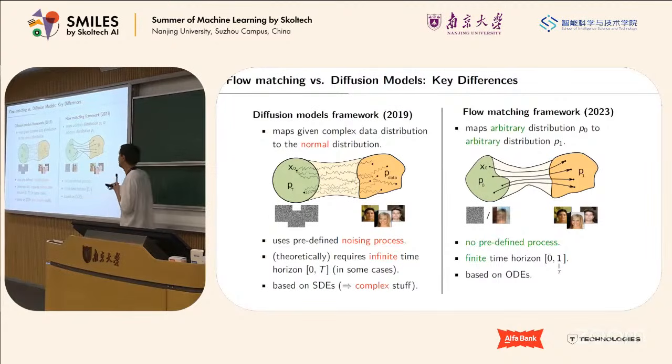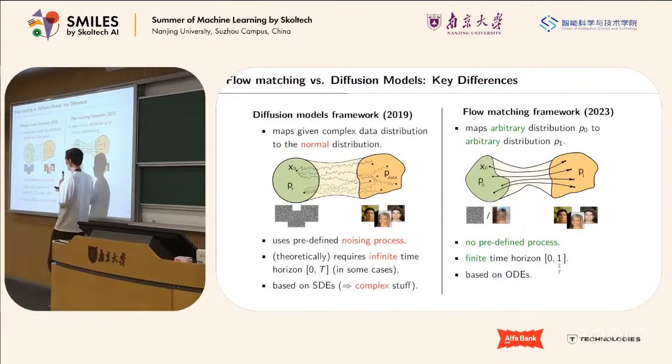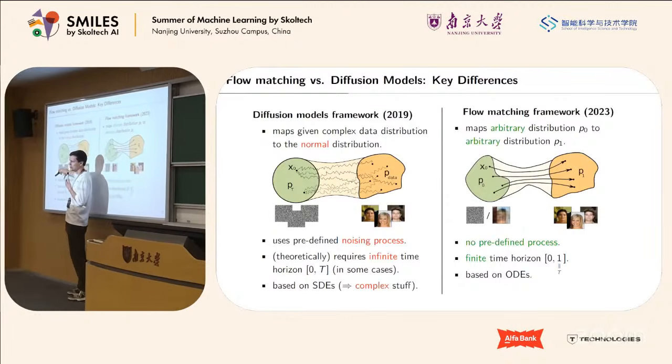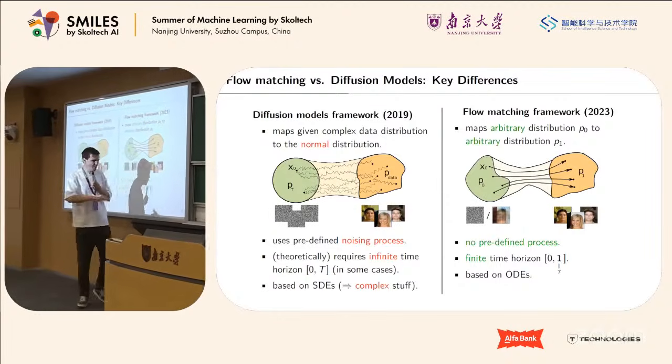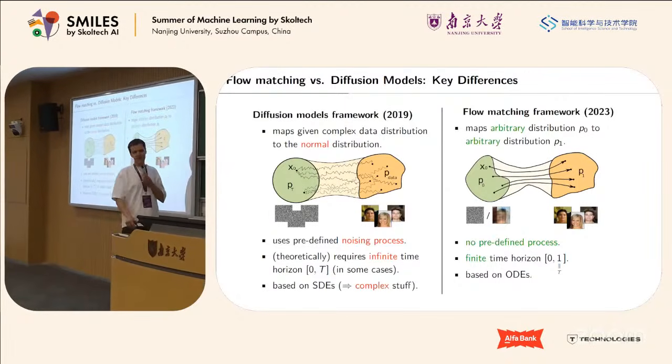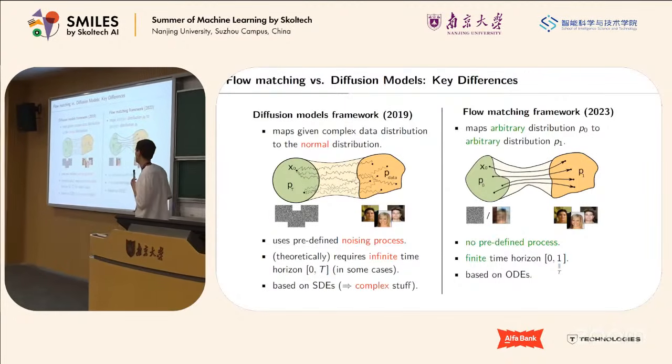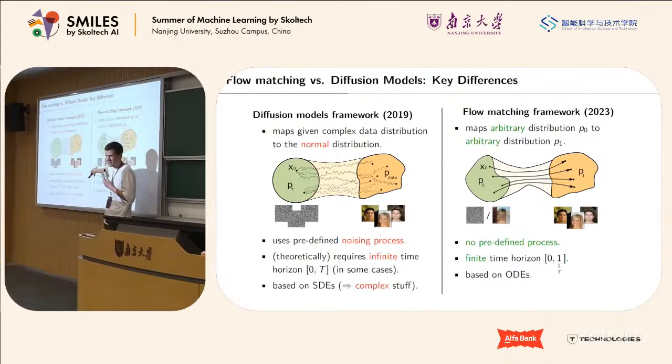Secondly, this framework is more general in which sense? In the sense that diffusion models model the transformation of noise to data. But flow matching is more general because it can model the transformation of an arbitrary probability distribution to another probability distribution.